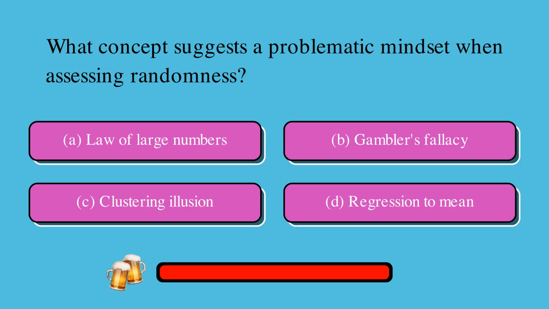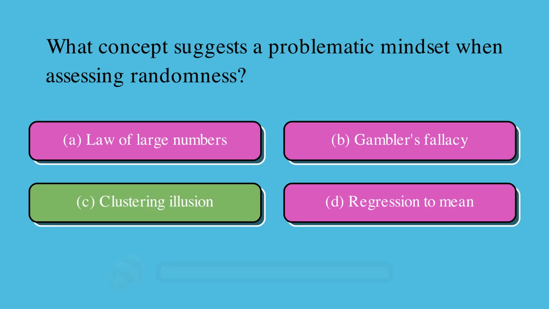What concept suggests a problematic mindset when assessing randomness? Is it A, law of large numbers, B, gambler's fallacy, C, clustering illusion, or D, regression to mean? The correct answer is C, clustering illusion.